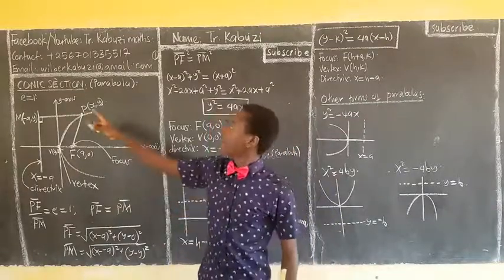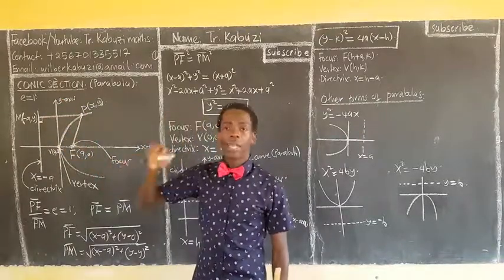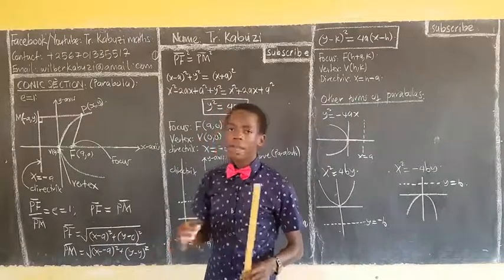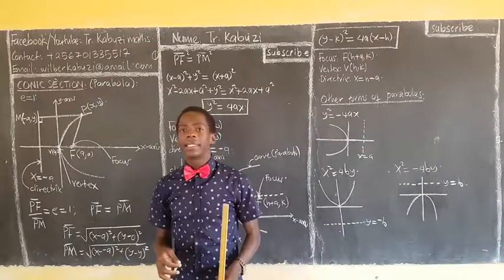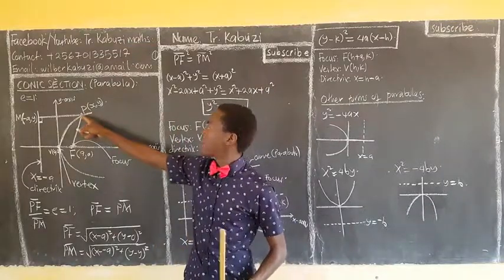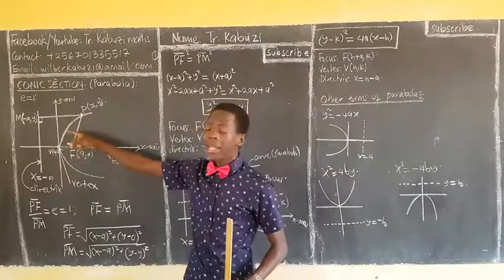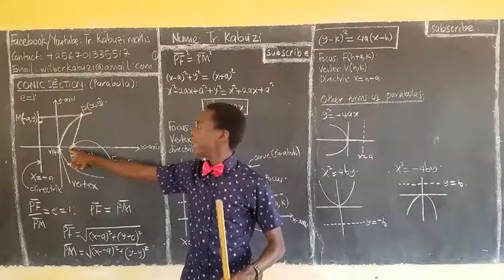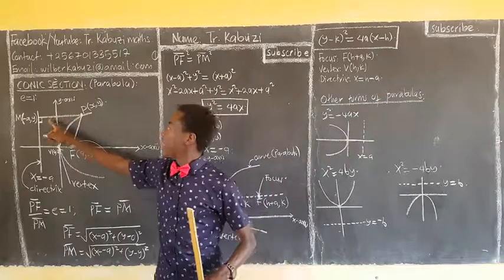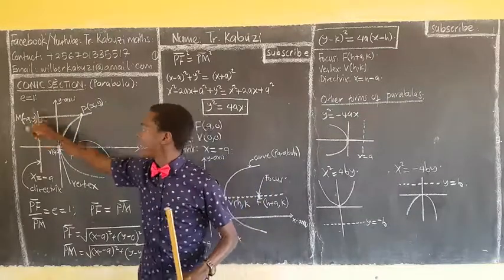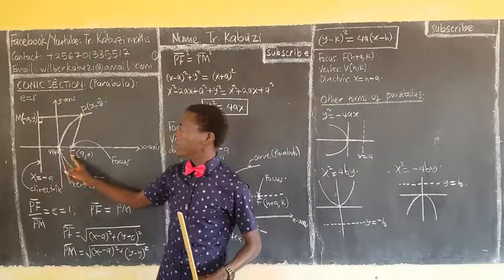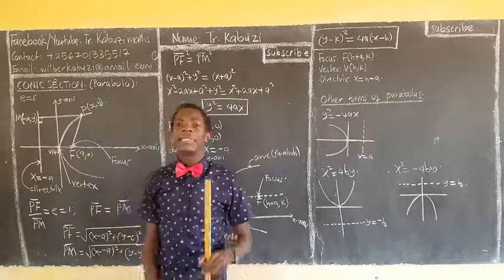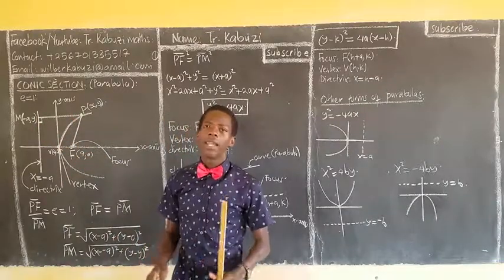Now, if the eccentricity is 1, then the conic we have is what we call a parabola. Now, how do we define a parabola? A parabola is a locus which moves such that the ratio of its distance from a fixed point to its distance from a fixed line is 1. This fixed line is what we call the directrix, and this fixed point is what we call the focus. So that's how we define a parabola.